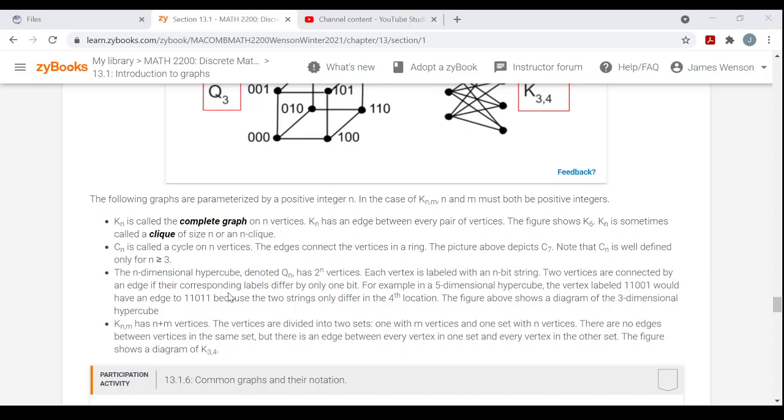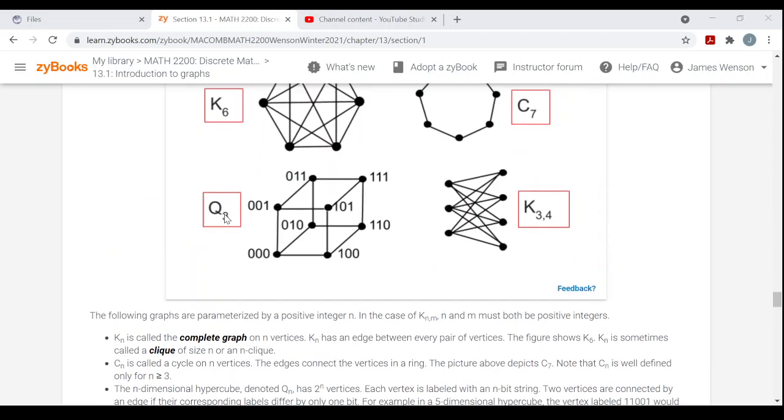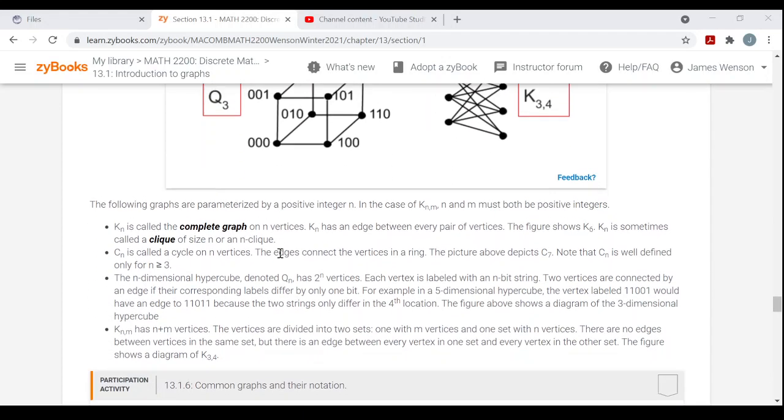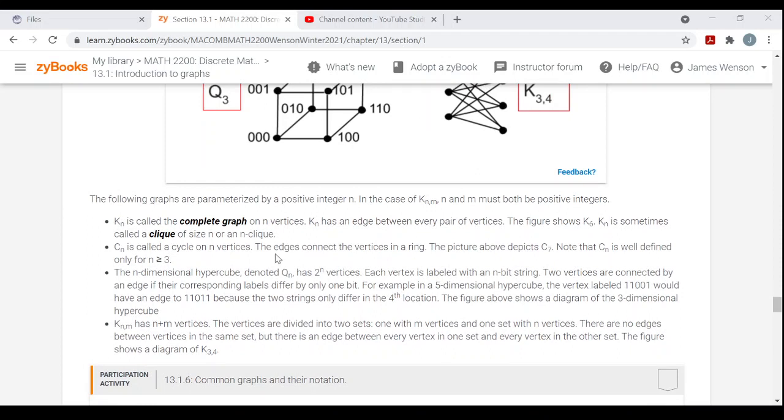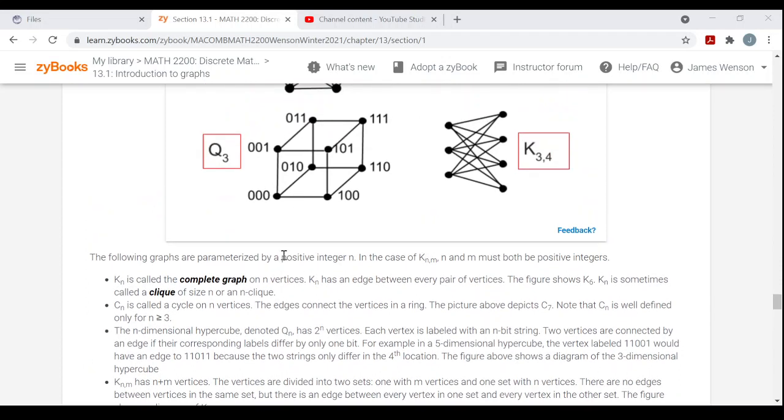And these are called n-dimensional hypercubes. This is a 3-dimensional hypercube, aka a cube, and you can see a cube here. But this also works in 4 dimensions, 5 dimensions, and you can't really picture those.